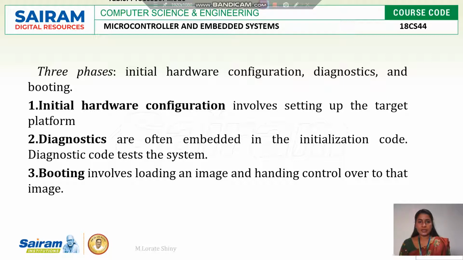Second one, diagnostics. These will be embedded inside the initialization code only. This code tests the system by exercising the target board to check whether the board is in working condition or not. Also it tracks down the standard system related issues. The primary function of diagnostic code is for fault identification and isolation. Okay. Then third one is booting. Booting involves loading an image and handing control over to that image.